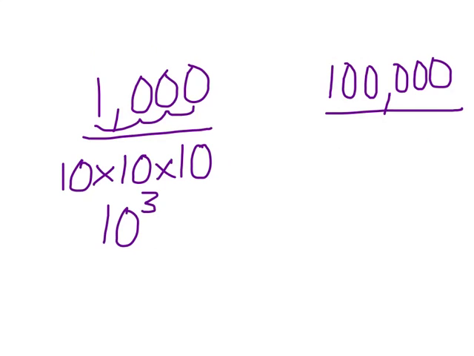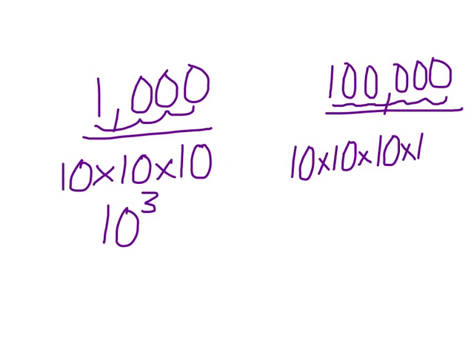Let's look at another example. 100,000. I can see that this has moved over 1, 2, 3, 4, 5 place values. So I multiplied by 10 5 times, which means 100,000 is the same as 10 to the fifth power.